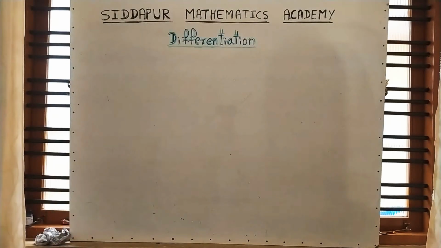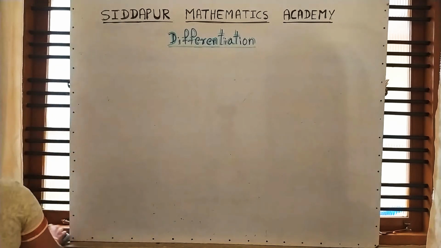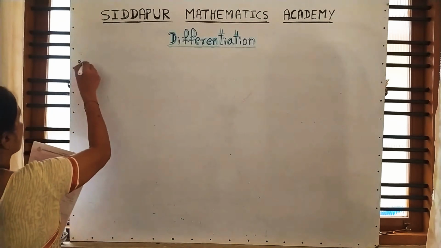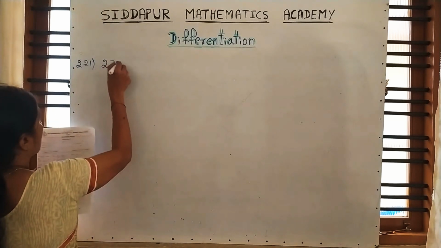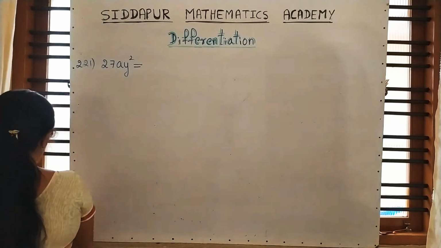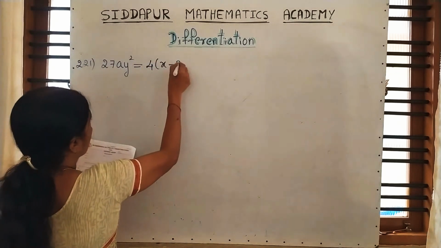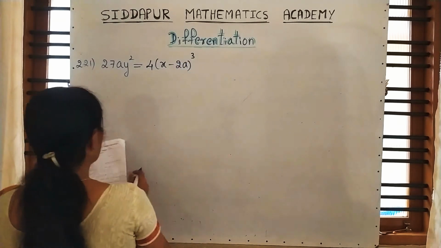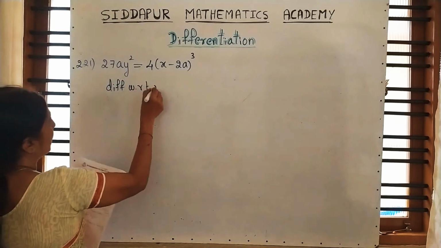Question number 221. 27a y square is equal to (4x minus 2a) whole cube. So this is the question. Differentiate with respect to x.